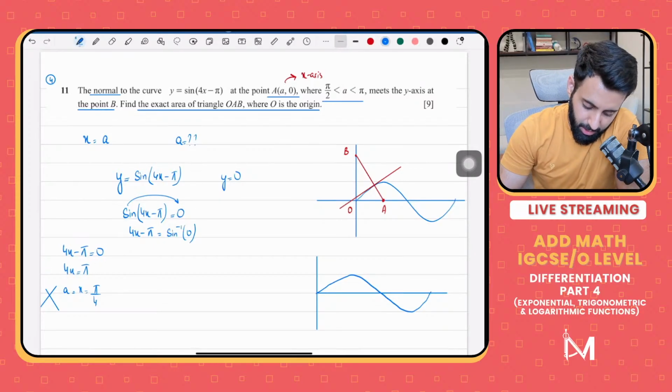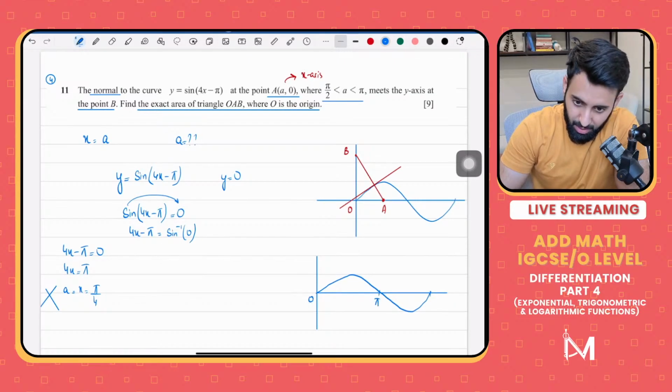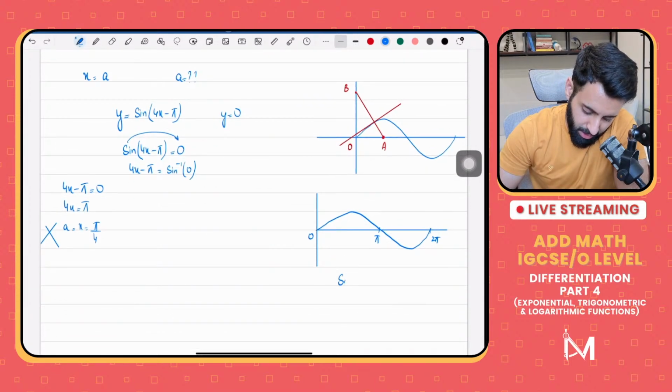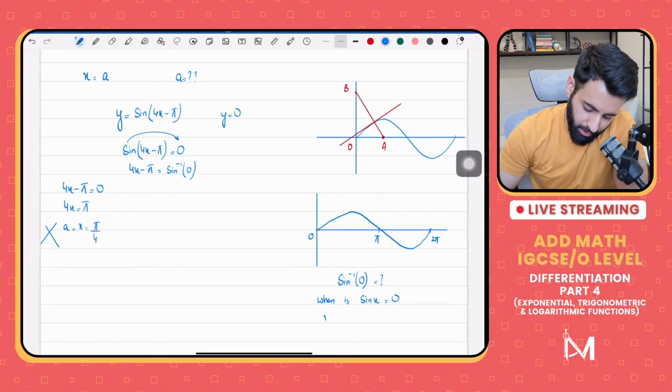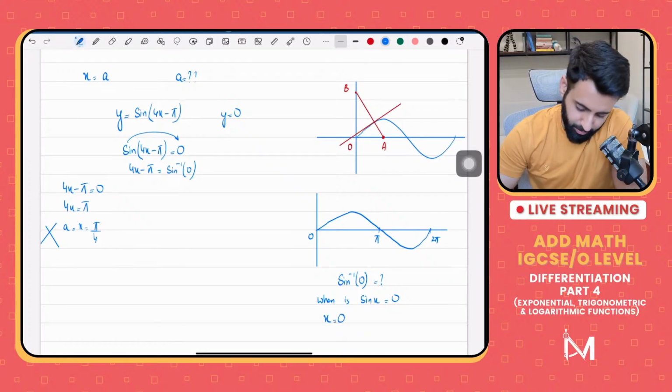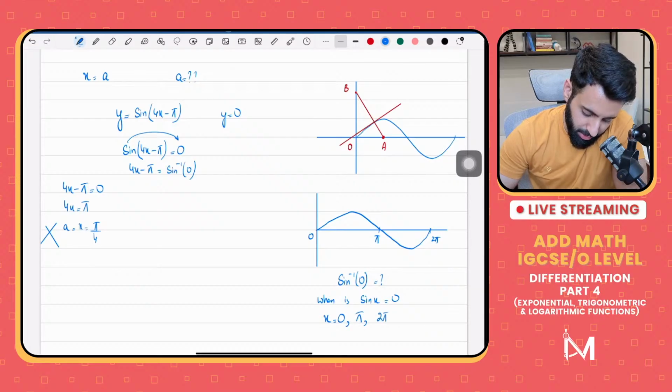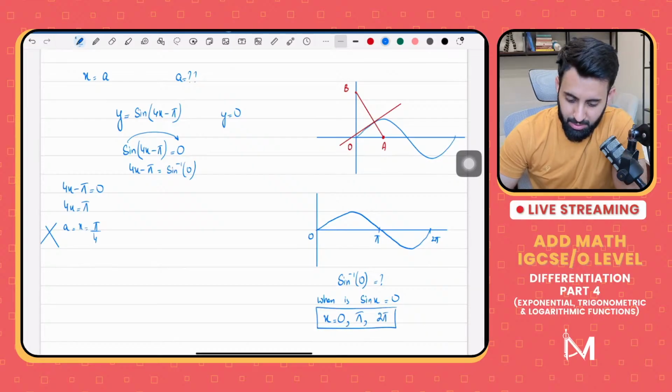Now, sine inverse of 0 is basically trying to ask us when the graph of sine is equal to 0. So when the question says sine inverse of 0, it is asking when is sine x equal to 0? Now what are the values of x? One is 0, and the other values are pi and 2 pi. So these are all the values when sine is equal to 0.